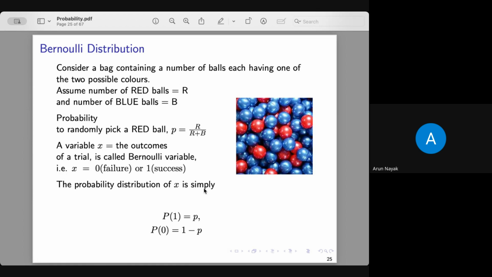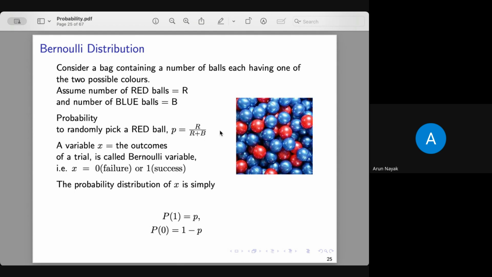Suppose you have a bag of balls, say two types of balls, two different colors, blue and red. Every time you pick one of the balls, you get either a red ball or a blue ball, right? Assuming that you have r number of red balls and b number of blue balls, then in a random pick, the probability to get a red ball is basically r over r plus b, isn't it? So that's the probability for picking each ball.